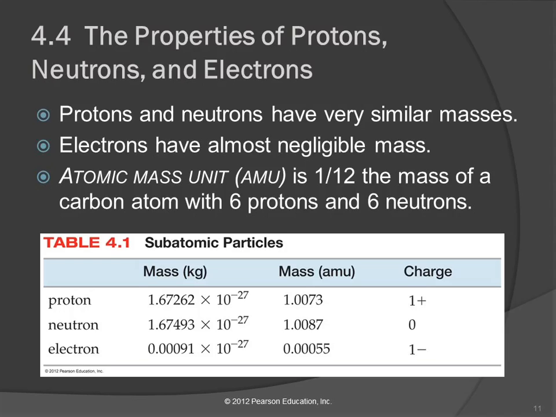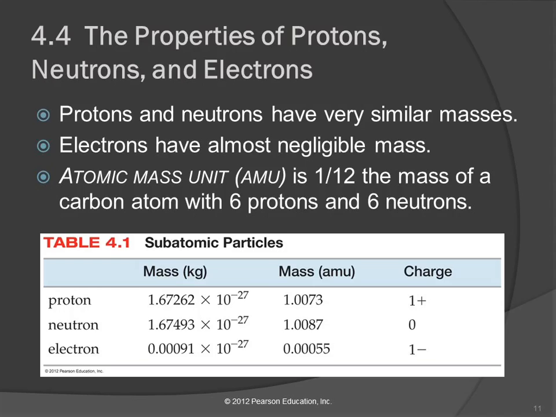So here are the masses. You don't need to memorize these. A proton is 1.67262 times 10 to the minus 27 kilograms. That is crazy small. That's so small that a unit like kilogram just doesn't work. Even a picogram, which would be 10 to the minus 12 grams, still isn't going to work.